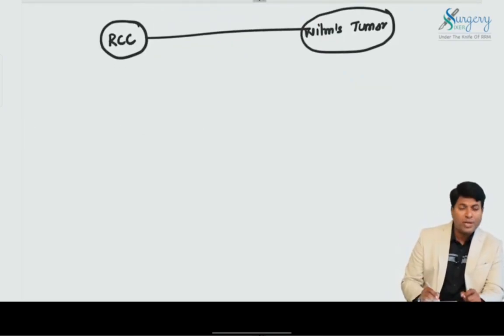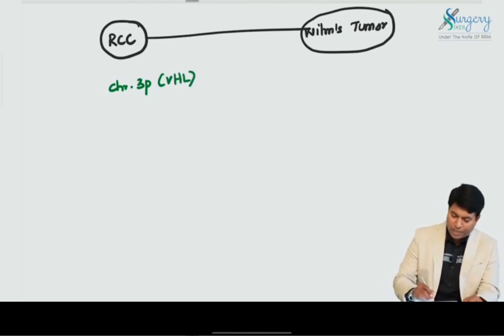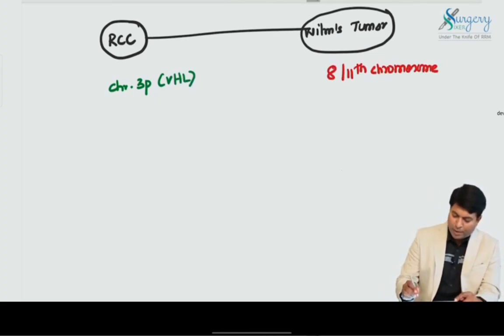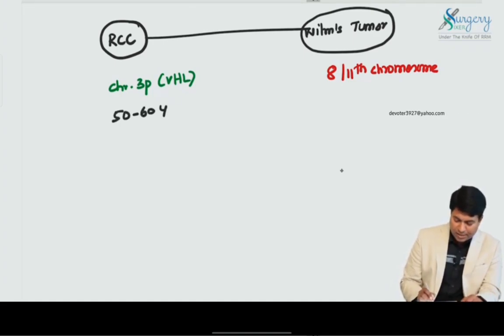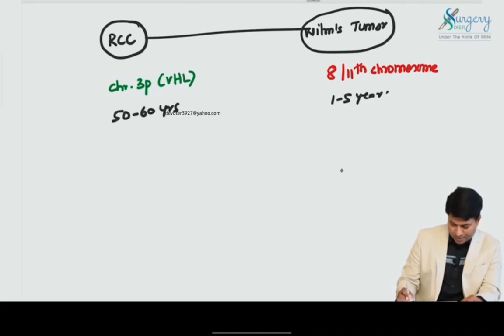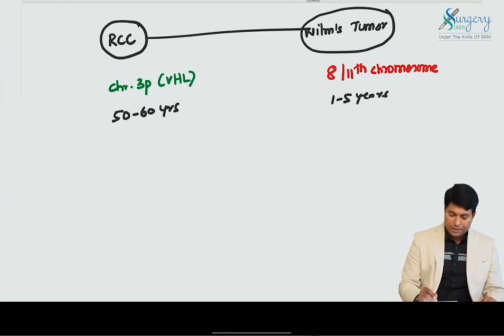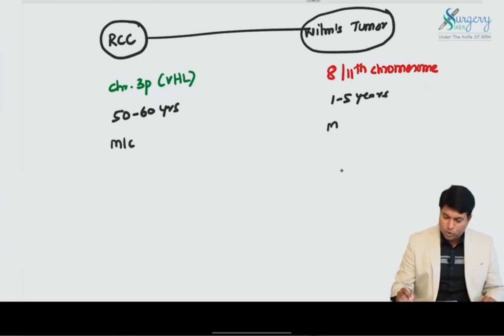What mutation did I tell you in RCC? Chromosome 3p, known as the VHL gene chromosome. In Wilms tumor, the mutation is seen in the 8th and 11th chromosomes. The age group for RCC is 50 to 60 years, most common. Wilms tumor is common in 1 to 5 years. RCC is the most common malignant tumor of the kidney, and Wilms tumor is the most common primary tumor of children.